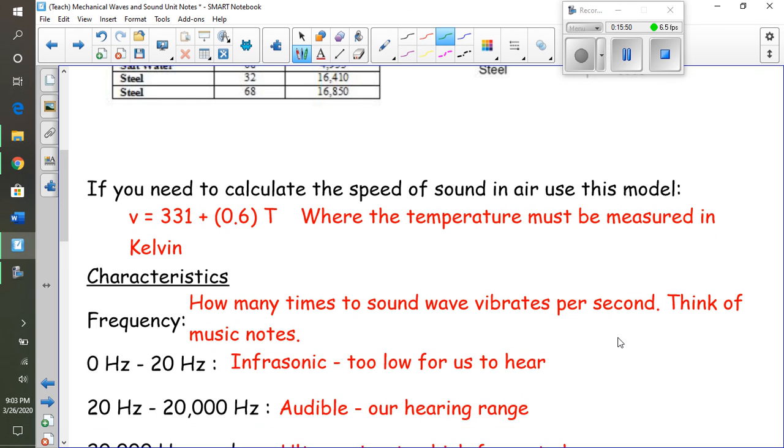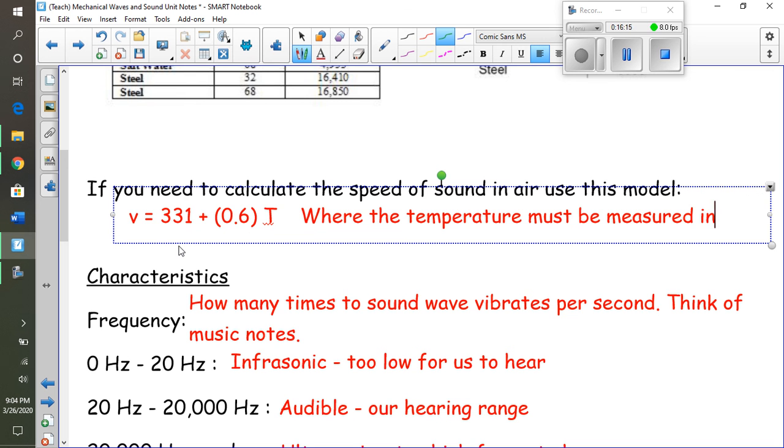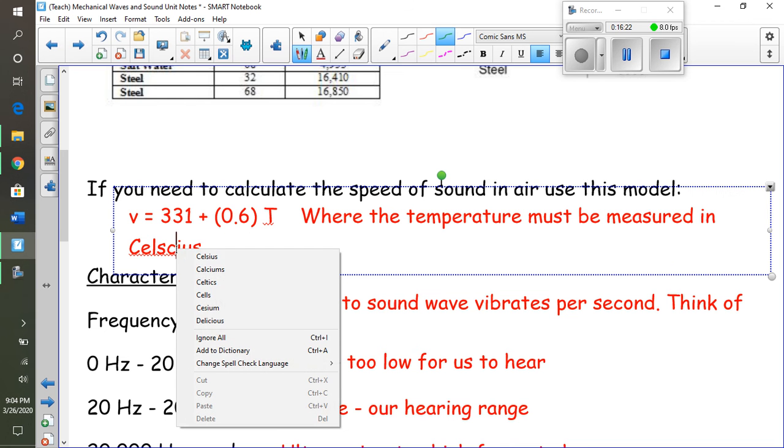So some formulas here. If you want to calculate the speed of sound in air, here's your model to use. Now again, this is in air only. The speed of sound equals 331 plus 0.6 times T, where T is the temperature measured in Kelvin. Actually, I take that back. I made a mistake. This should not be Kelvin. This should be Celsius. And let me correct my spelling. There we go.